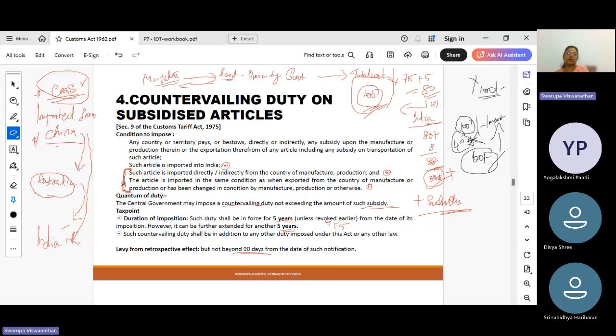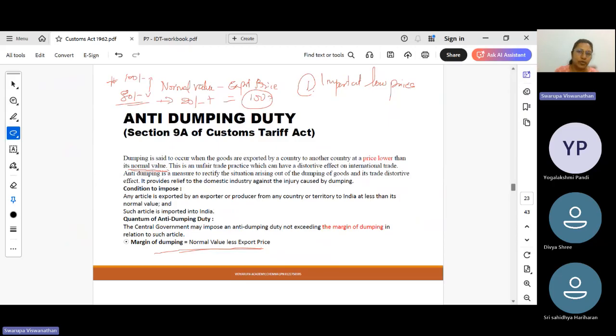So the quantum of duty: the central government may impose countervailing duty not exceeding the amount of subsidy that is given. And what is the duration? It will come into force for 5 years. It can be extended for another 5 years. The same countervailing duty will also not be applied on EOU and SEZ supplies if they are completely exported.